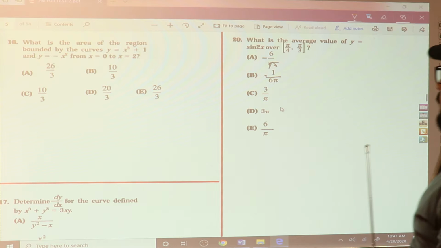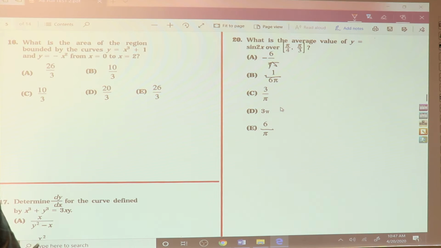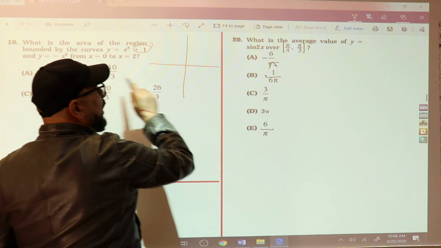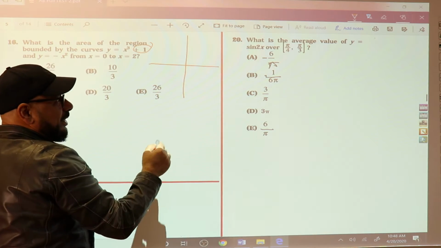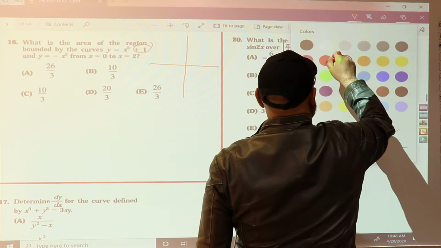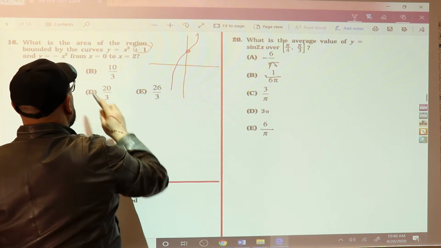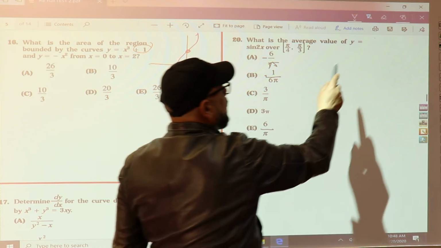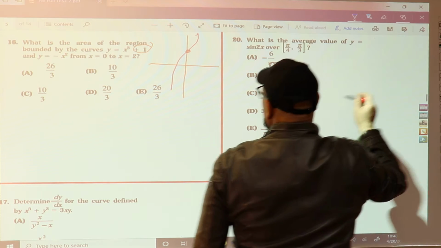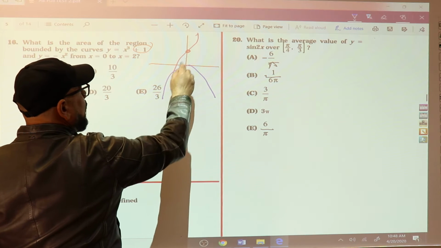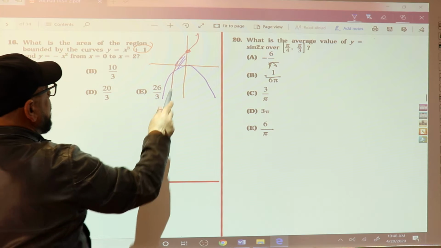Now, 16. What is the area between the two curves, x cubed plus 1 and negative x squared, from 0 to 2? Quickly, I'm going to sketch here. x cubed plus 1, shifting up, right? x cubed is like this, like a chair. I call it the chair function. And you shift it up 1 unit. This is the one. And x squared is like this. Negative x squared is like this. Then this is my area, right?